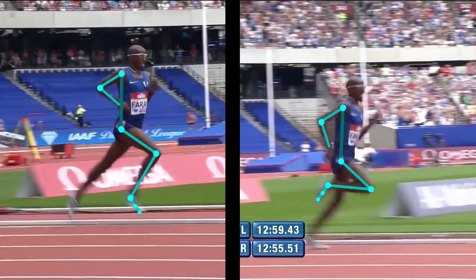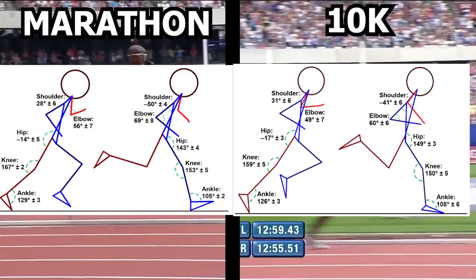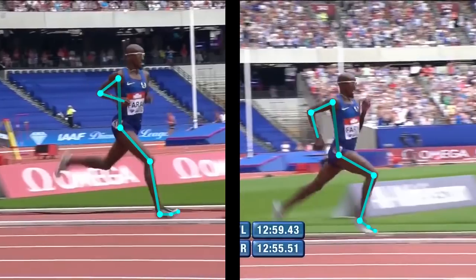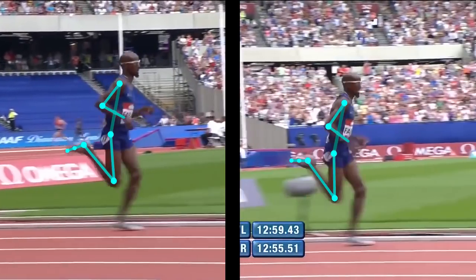The last thing I'll mention in this video is arm swing. The magnitude of arm swing, aka pumping of the arms, is usually increased at higher speeds. You can kind of see this when looking at the angular differences in these studies, as the shoulders extend slightly more on average during the 10K study. This is kind of shown in Mo Farah's running at different paces as well, but clearly not as much.